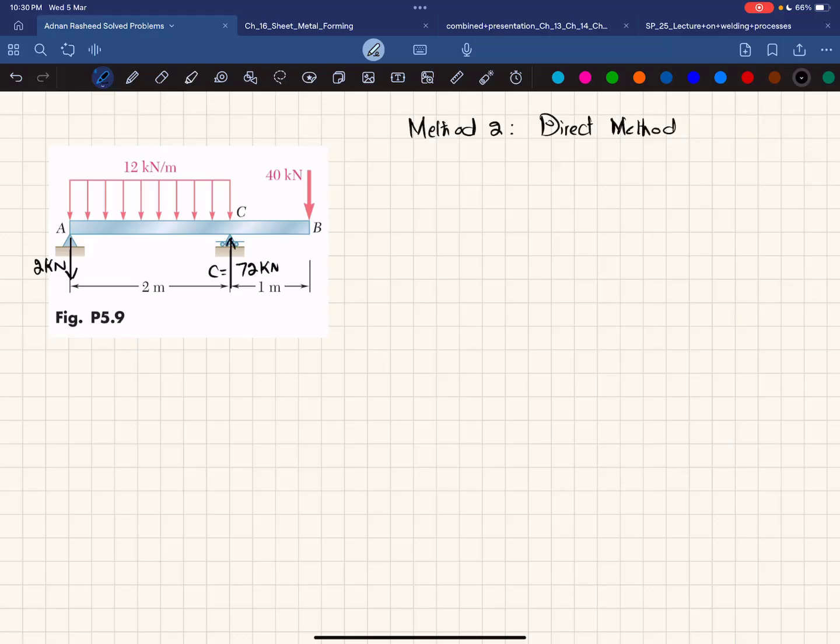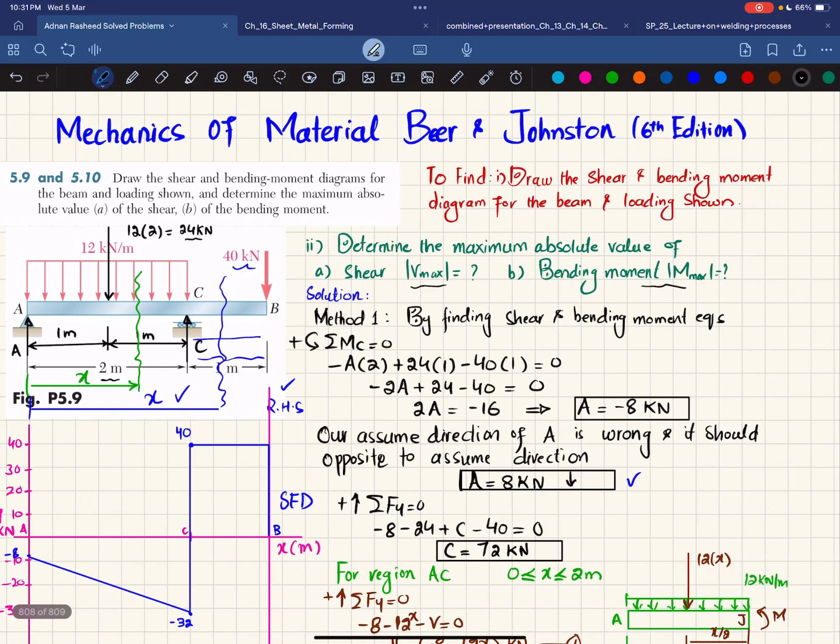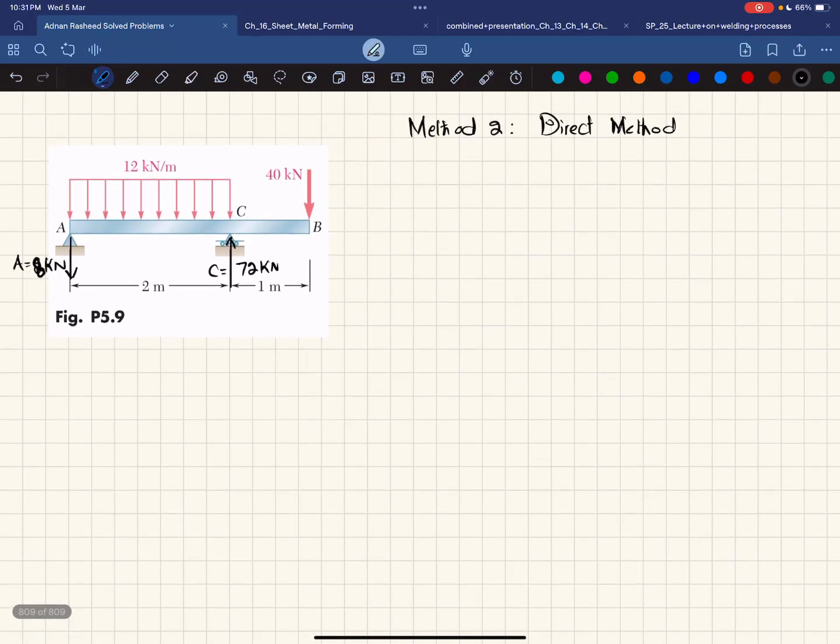That was C and that was A. Okay, this is 8, I think. 8 kilonewton. Let me check it. 8 kilonewton. Yes. And this is 72. After that, we will draw the shear force and bending moment diagram.